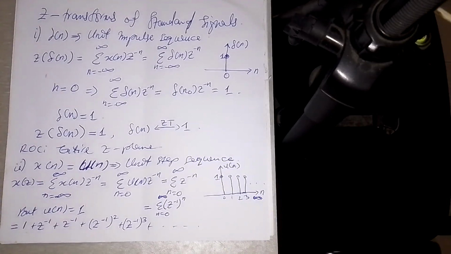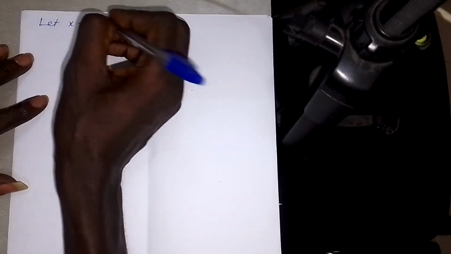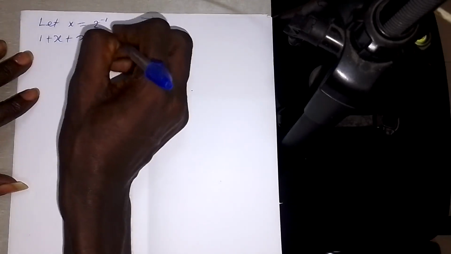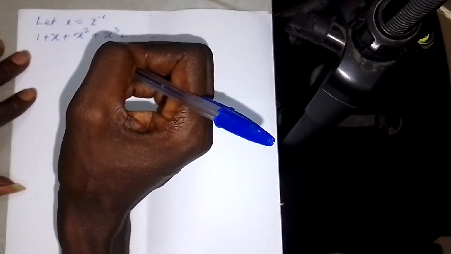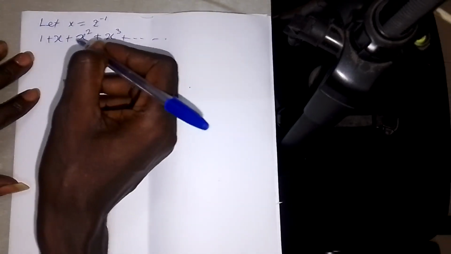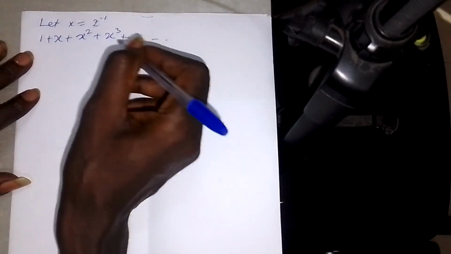So now, to continue from there, let x be equal to z exponent minus 1. If I do that, then I'll get 1 plus x plus x squared plus x cubed, and so on up to infinity.